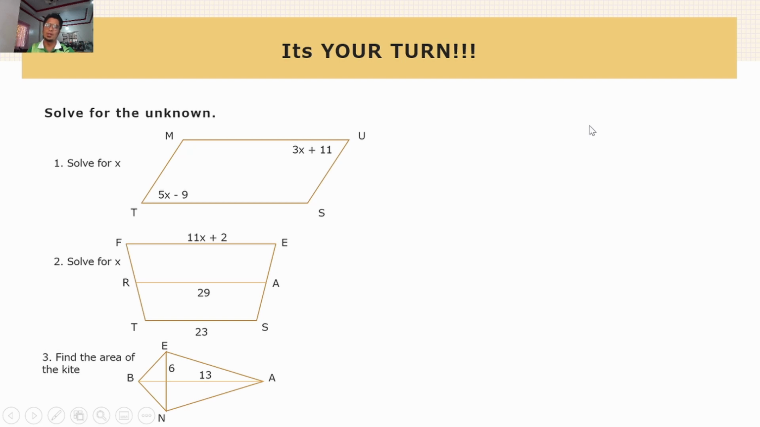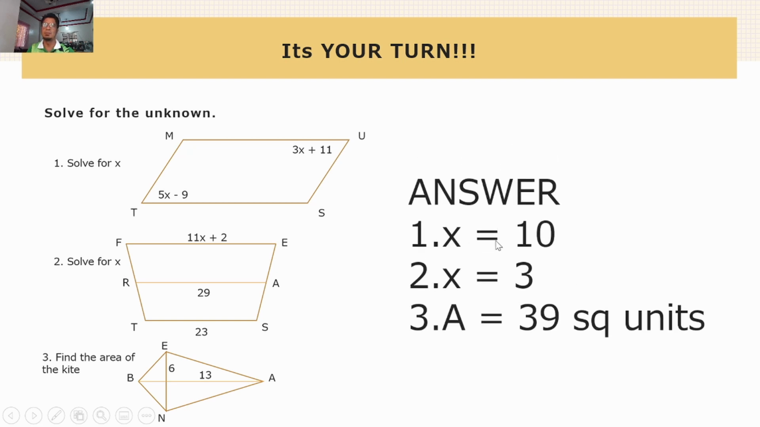So the answers that we are looking for are as follows. Number 1, x is equal to 10. Number 2, x is equal to 3. And number 3, area is equal to 39 square units. Now, I put square units here kahit wala nakalagay na unit dito to emphasize that area has a unit or has a square unit. Ano po? Pagdating po natin dito sa dulo.